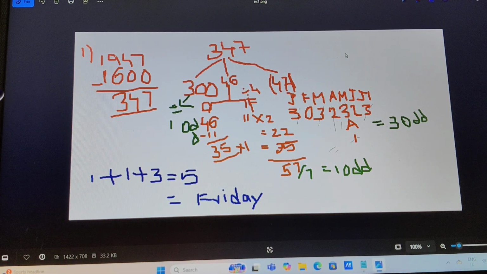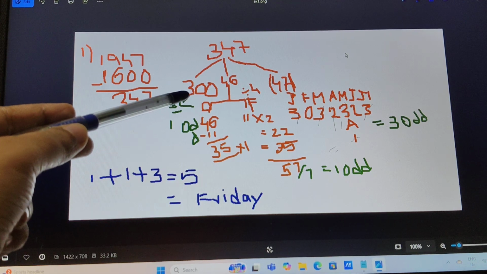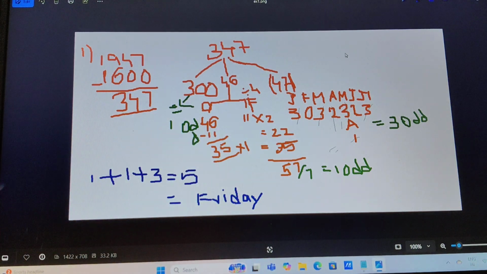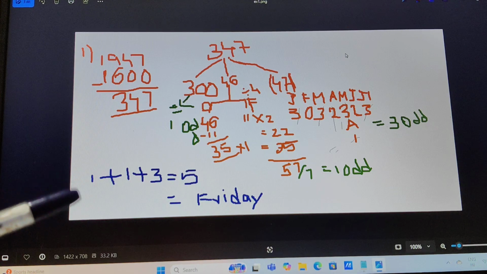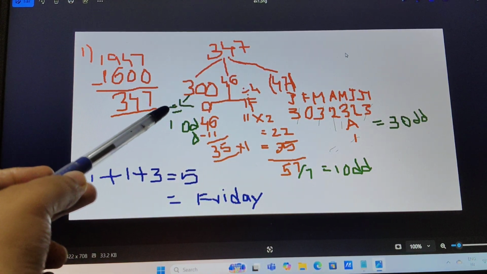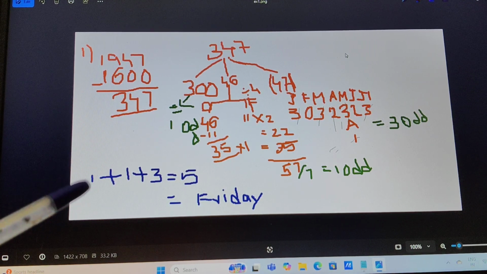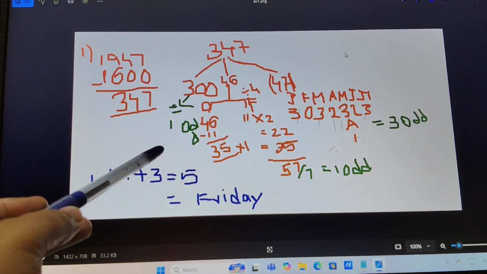For this 347, 300 is centuries and the remaining 46 years. The 47th year is not completed yet; it is until July. We need to find till August. So for these 300, as we know, 1 century is 5 odd days. 2 centuries, 2 into 5, 10 divided by 7, you get 3 odd days. For 300, that means 3 centuries, we get 1 odd day.